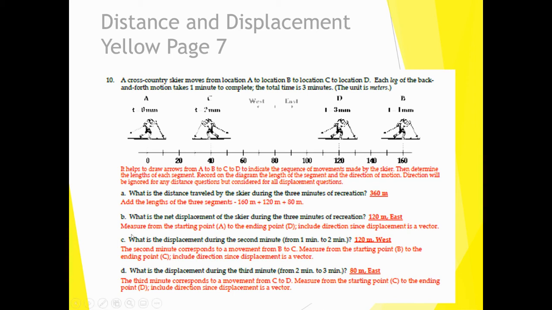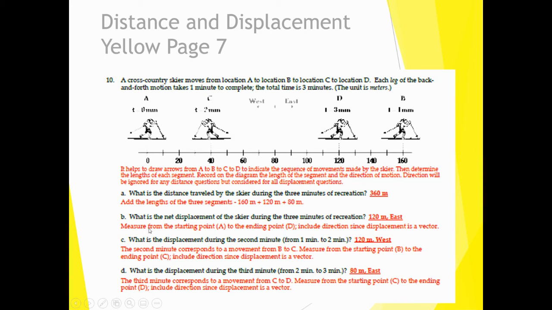So taking a look here, if we look at from A to B, they go 160 meters. And then if you go from B to C, they've traveled from 160 back down to 40, so that's 120. And then from C to D, they go from 40 to 120, so that's 80. So your 3 segments are 160, 120, and 80, and that adds up to a total of 360 meters. And since this is distance, it does not need a direction.